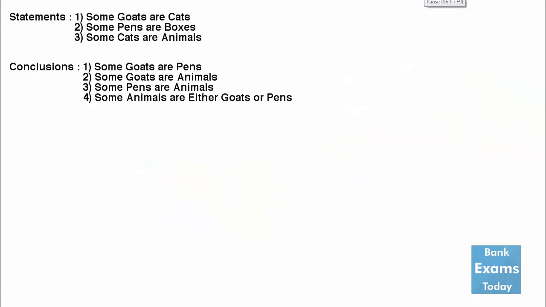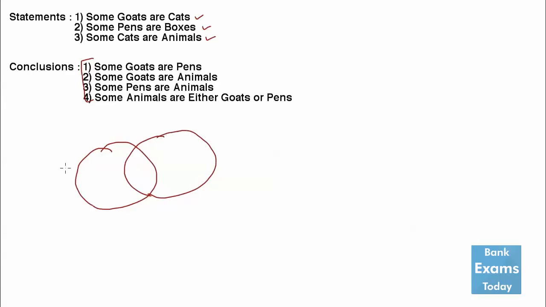Let's do another question. Some goats are cats, some pens are boxes, and some cats are animals. Then there are four conclusions. So let's draw the diagram for these three statements. First of all, some of the goats are cats. Let's draw a circle for goats, and this one for cats. That means a part of goats and a part of cats. A part of goats are cats and a part of cats are goats.